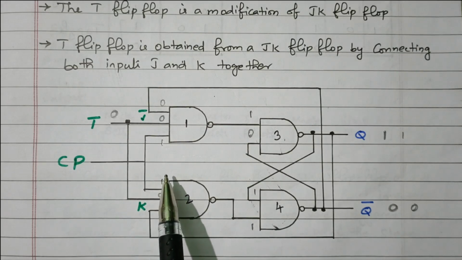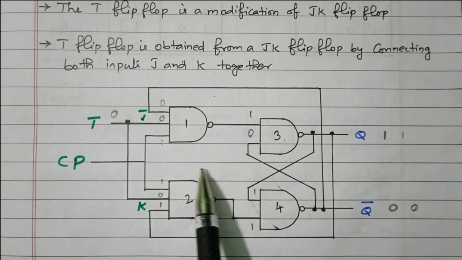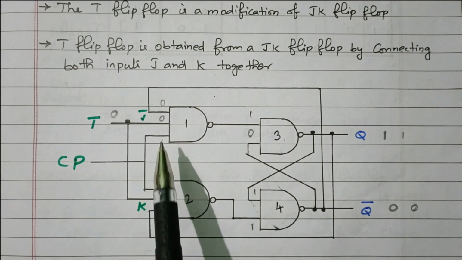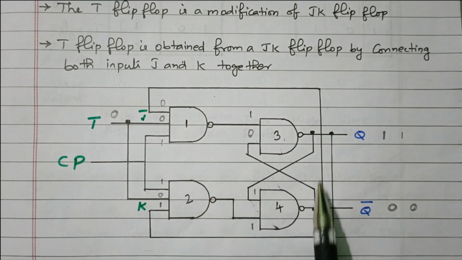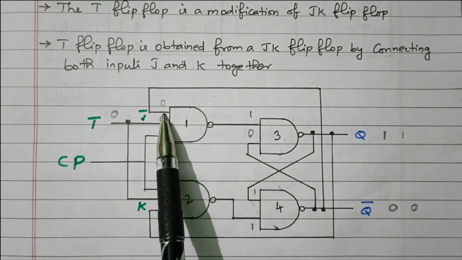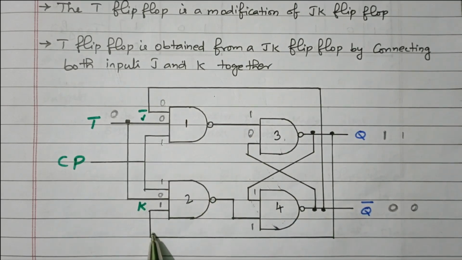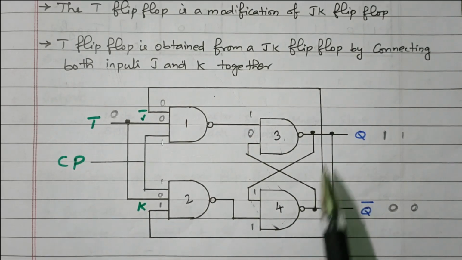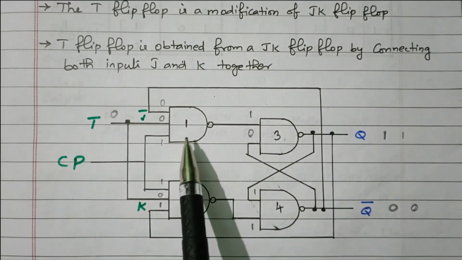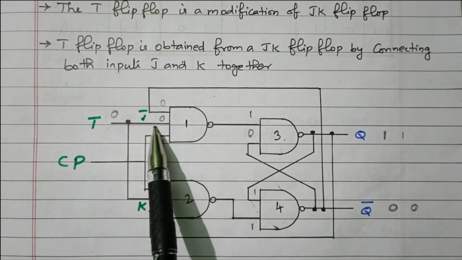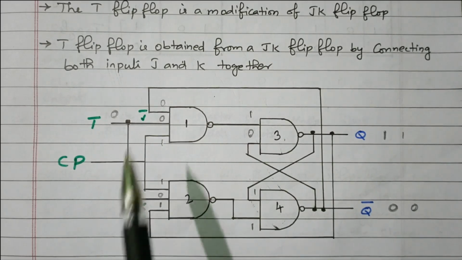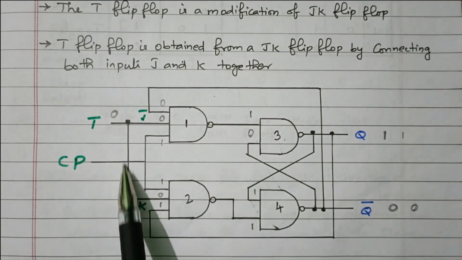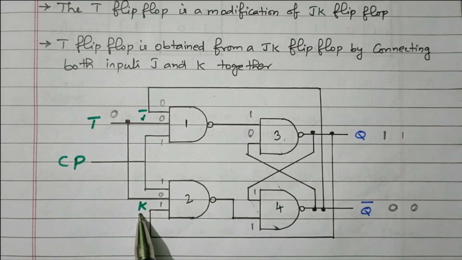We know that it's a sequential circuit. Every clock pulse the states will change. And one more input for NAND gate 1 comes from the Q bar. Q bar is also one of the inputs. For the second NAND gate it is the Q. Q is one of the inputs. So the first NAND gate gets the T input as J, clock pulse and Q bar. The second NAND gate gets the same T input as a K input, then clock pulse, then Q.